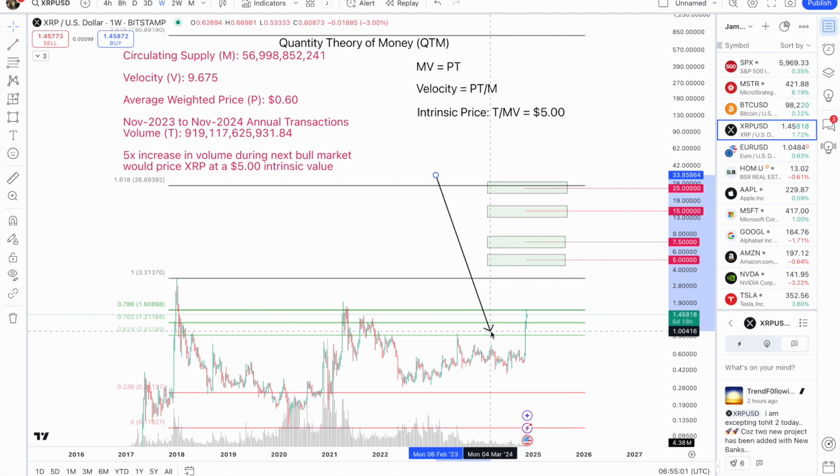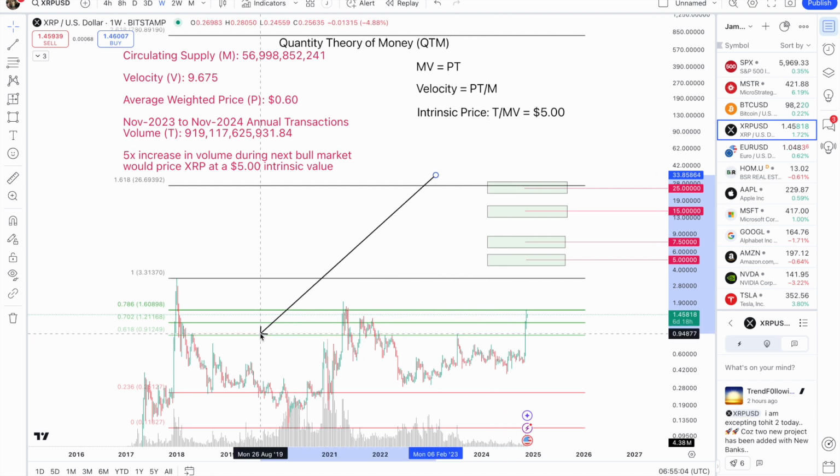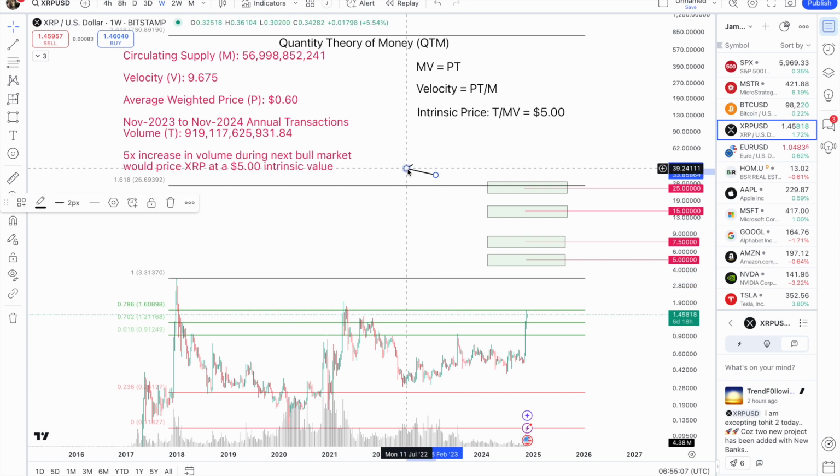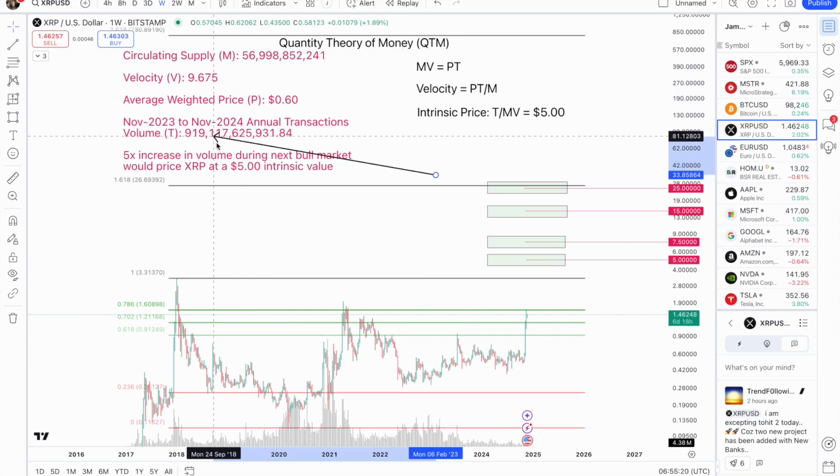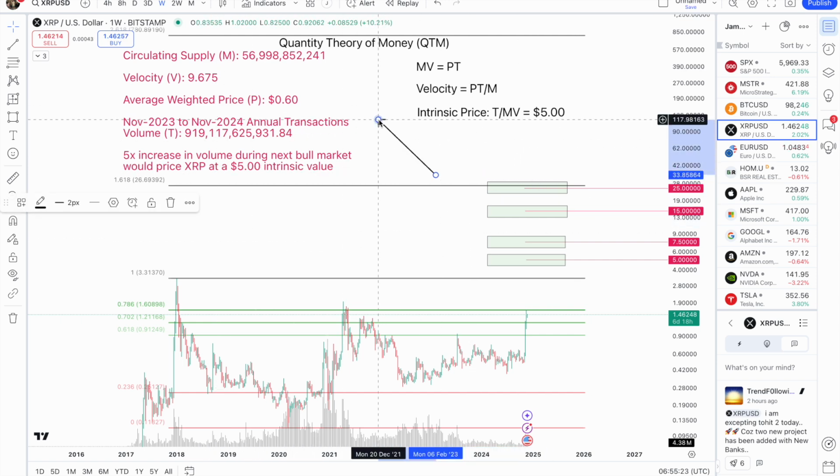Okay, so $1 is essentially this bottom green line right here, which was 40 cents higher than the current price that XRP was at. So we would expect with these variables that XRP should be trading around $1.